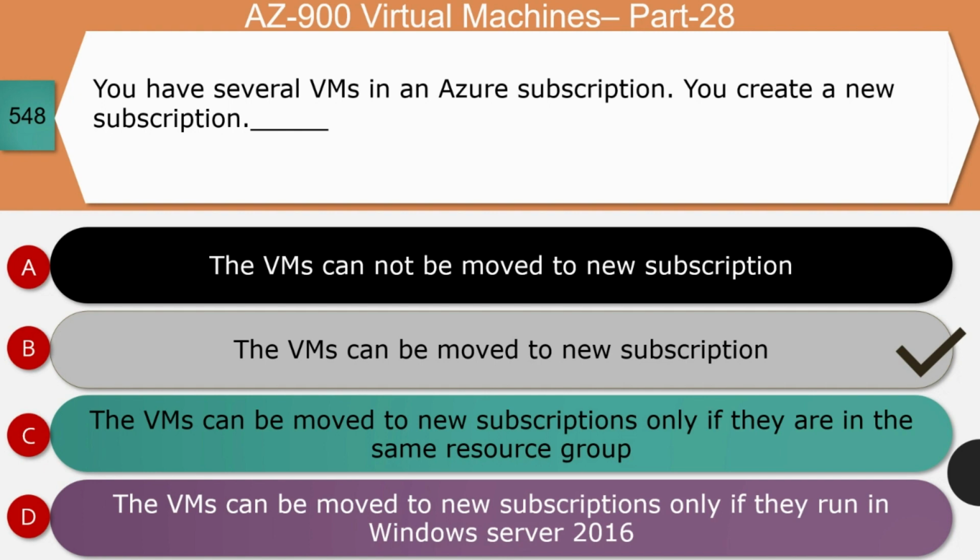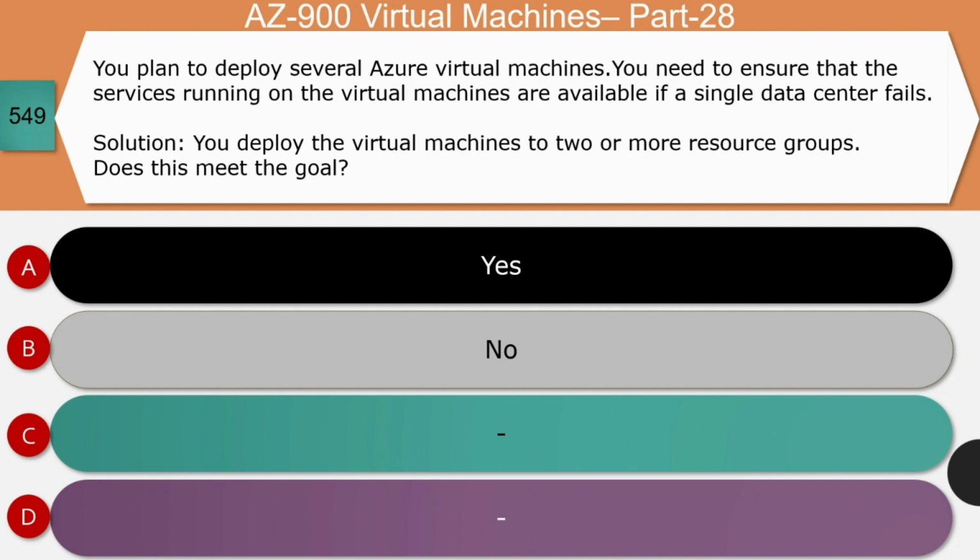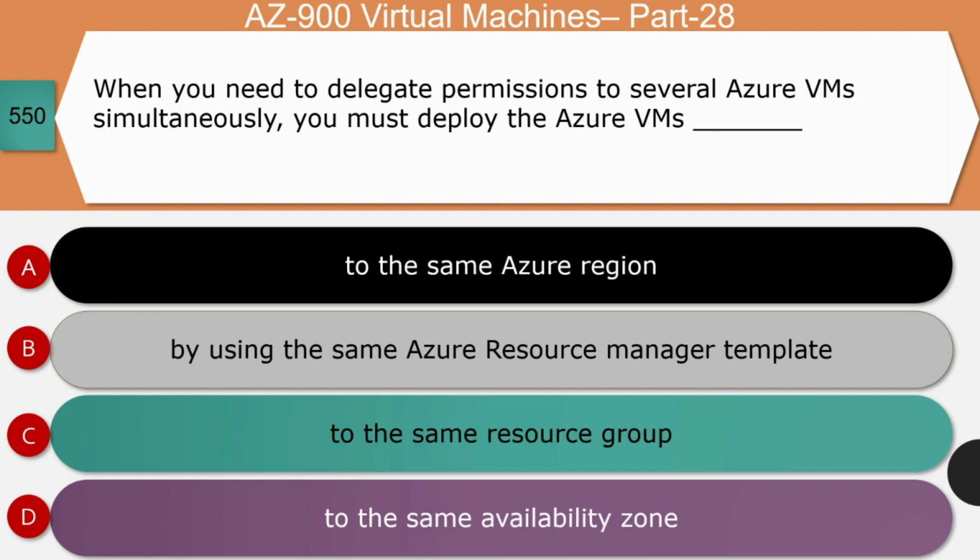Next question, you plan to deploy several Azure virtual machines. You need to ensure that the services running on the virtual machines are available if a single data center fails. The solution suggested is you deploy the virtual machine in two or more resource group. Does it meet the goal? Is it yes or no? The right answer for this question is no. The resource group is a logical container for Azure resources. When you create a resource group, you need to specify the location to create the resource group in. And so the right answer for this question is option B.